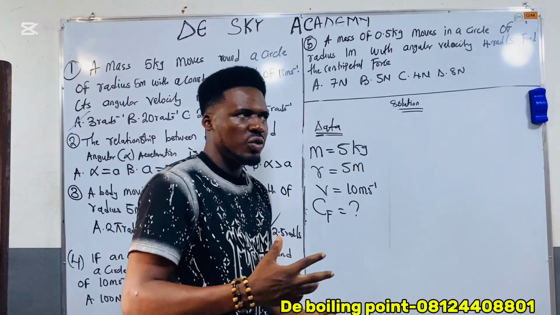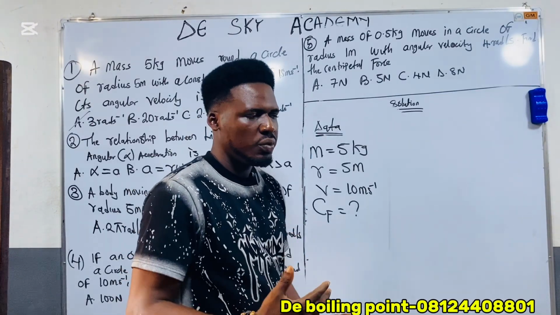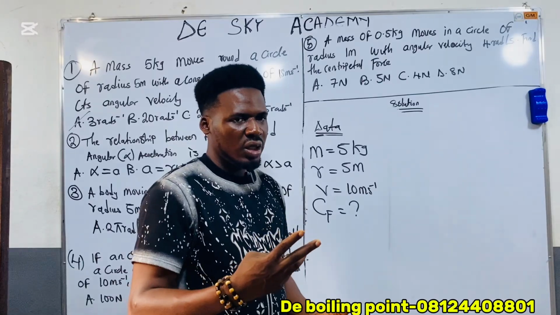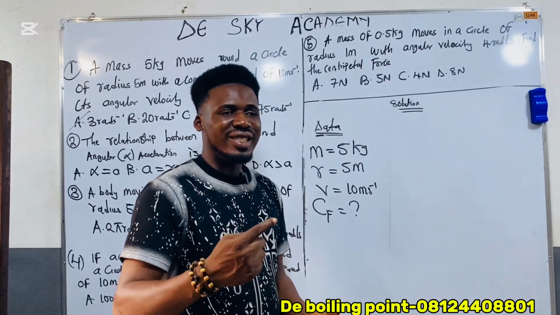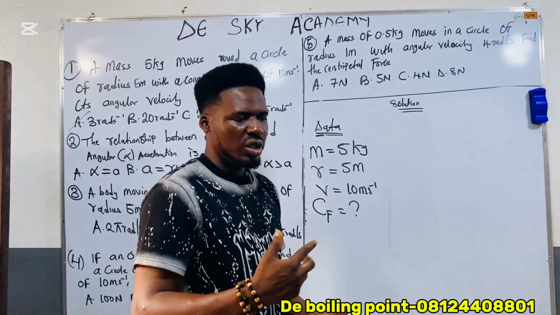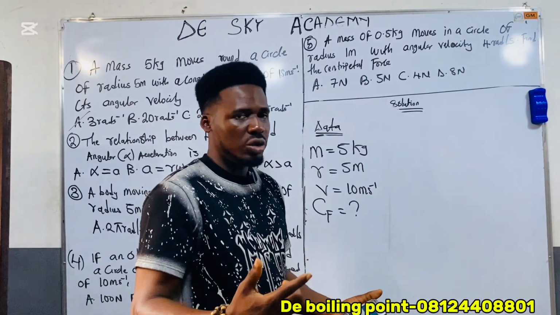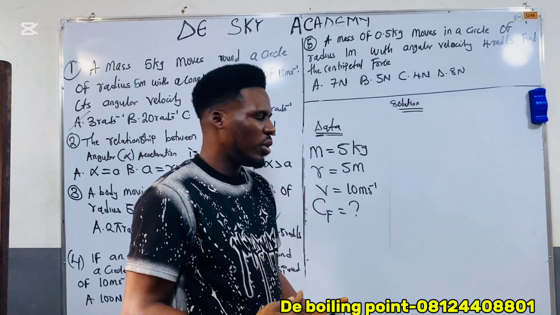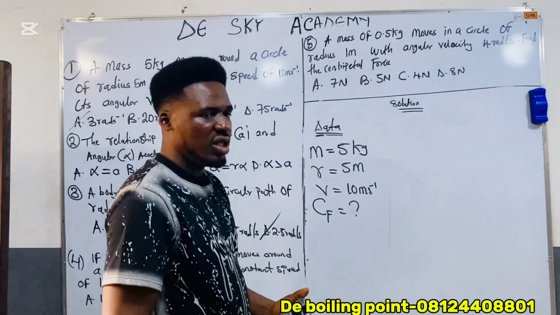They can also ask you what provides the centripetal force. What provides the centripetal force is not gravity. It is not acceleration. It is the tension. The tension can come from the rope. It can come from anything that is actually keeping the object in that circular path. So that is what provides the centripetal force.